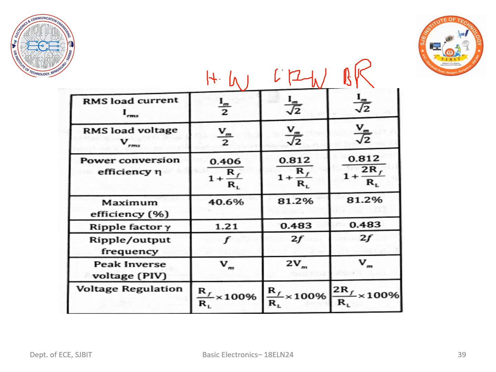Similarly, we have studied the voltage regulation, which is given by RF by RL into 100% for the half wave rectifier. For the full wave rectifier, that is the center tap rectifier, it is RF by RL into 100%, and for the bridge wave rectifier it is 2RF by RL into 100%. So wherever we find the RF, we substitute 2RF by RL into 100%.